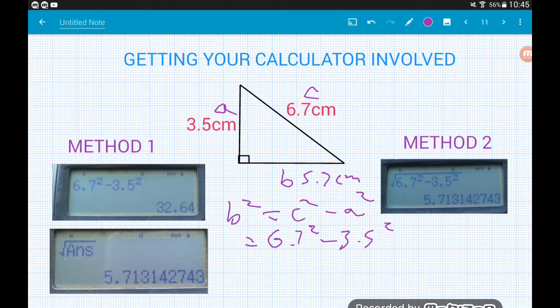Okay guys, that's the introduction to Pythagoras. Be sure to check out the rest of the videos in the playlist. I'm going to actually as well include a nice little proof of Pythagoras showing you where the theorem comes from.